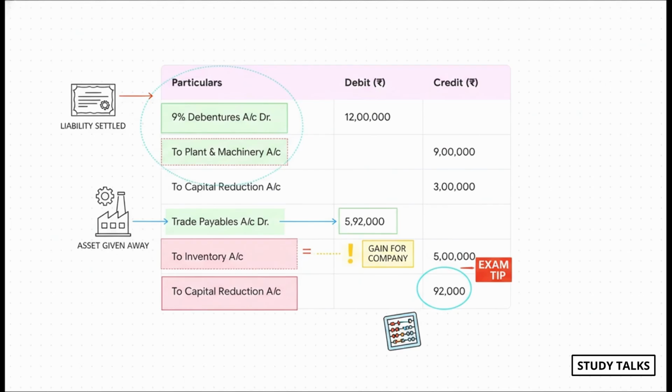Let's say a creditor is owed 100 rupees. We give them an asset from our books that's worth 80 rupees, and we call it even, full settlement. So the liability of 100 is now gone. The asset of 80 is also gone. The difference, that 20 rupees, is a gain for us, right? So where does it go? Straight into the capital reduction account. It's really that simple. Now just apply that same logic to the numbers you see on screen. It's the exact same principle.